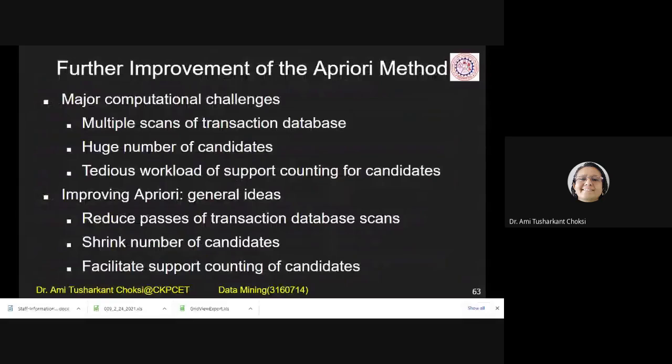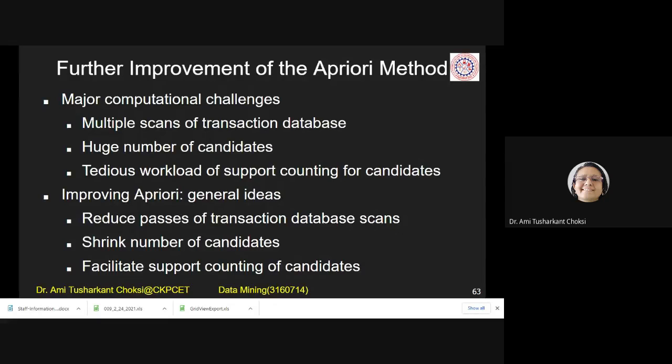Further improvement of the Apriori method. The major computational challenges are multiple scans of the transaction database and the tedious workload of support counting for candidates. What we are saying is, further improvement of the Apriori method, or otherwise we can say limitations of the Apriori algorithm, isn't it? So how we can improve, or what are the limitations? That's what we should say, isn't it? So how we can improve that?